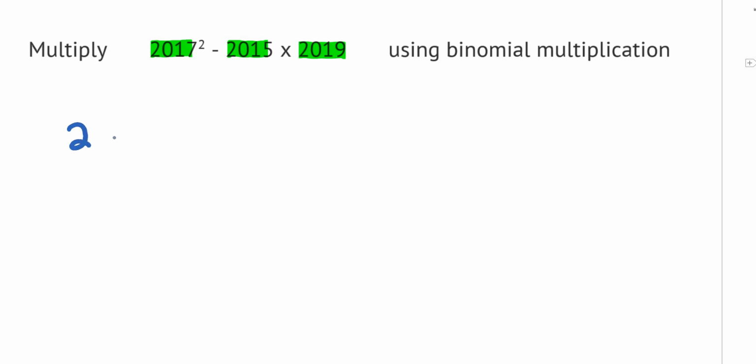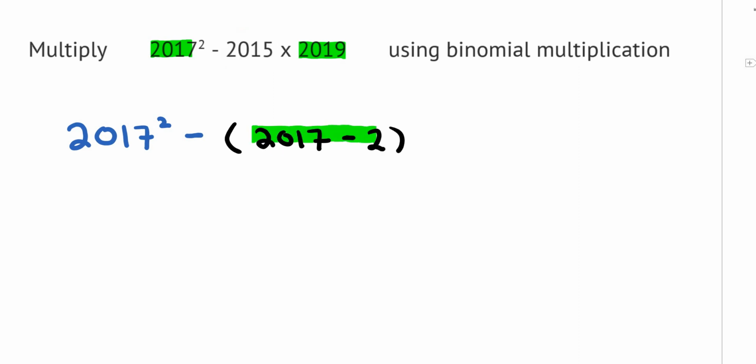Okay, so I have my 2017 squared minus, okay, so I have a 2015 here. What we're going to do here is we're going to use a 2017. And what do I have to do to 2017 to get to 2015? Well, I need to subtract 2. Okay, so what we're trying to say here is that this expression right here is equal to the 2015 there in blue. Okay, and then if I take a look at the 2019, I want to rewrite this using a 2017.